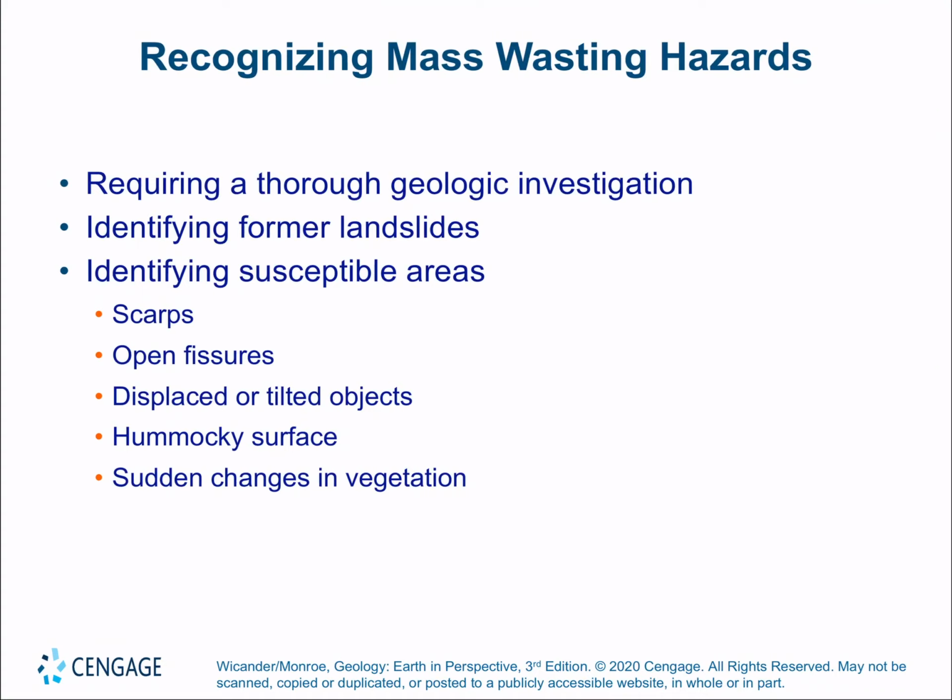We want to look for any former landslides, any areas that are susceptible to landslides. So we want to look for scarps, open fissures, any tilted, displaced objects, hummocky surfaces. Any changes in vegetation could indicate a mass wasting hazard.